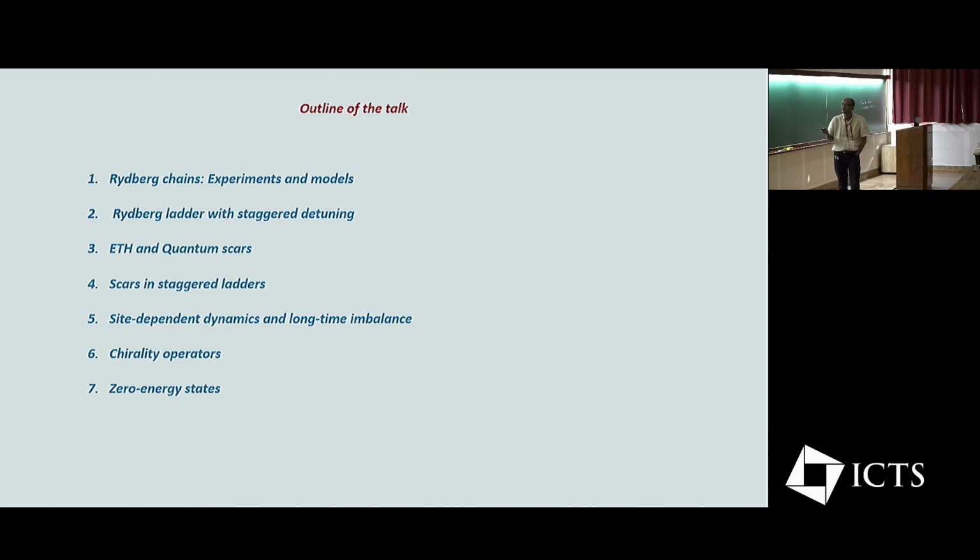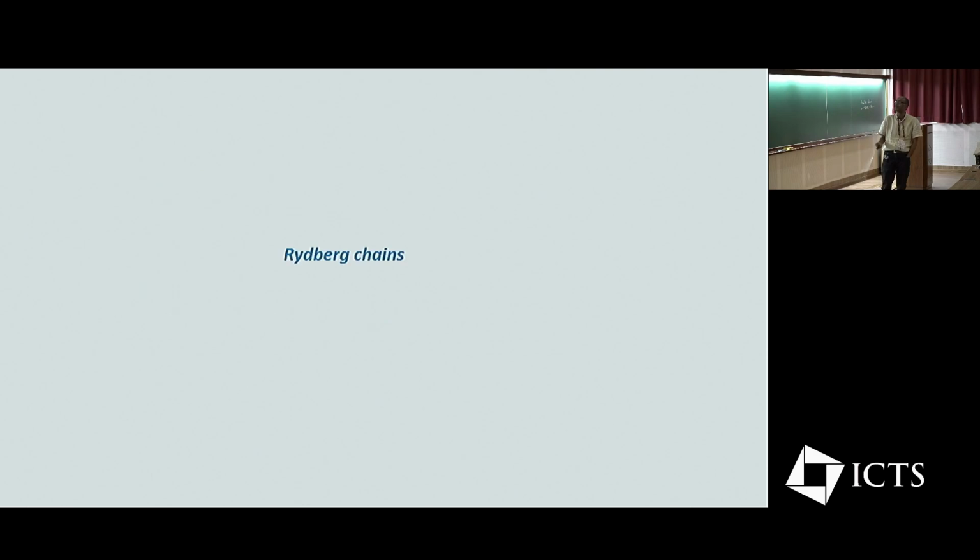And this, I think, is one of the central points of our work, that this leads to a scar-induced imbalance, even when the system is not MBL, it doesn't have strong disorder or anything like that. Okay. And then I'm going to discuss, if time permits, the role of chirality operators behind these scars and this imbalance. And finally, there are some simultaneous zero energy states which are quite interesting, which are found in ladders but not in chains, and I'm going to talk about that.